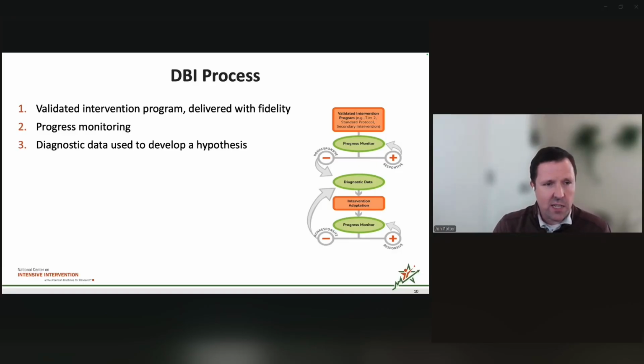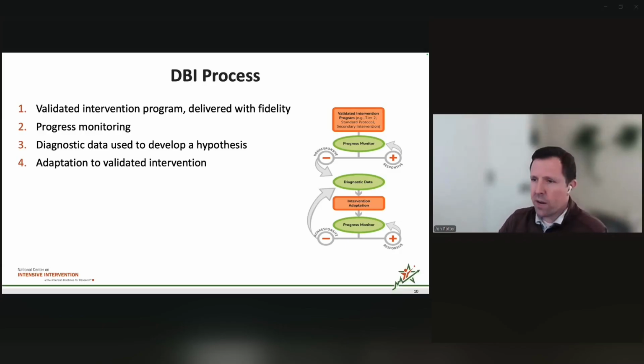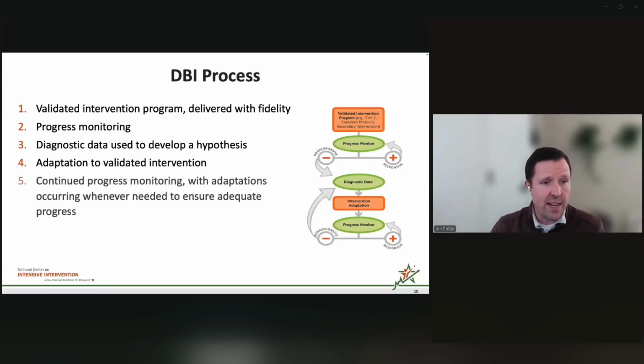And so we collect some diagnostic data to figure out what we do next, and we adapt that intervention in some way. And so that could be we change the group size, maybe we change the program, maybe we add a behavior component, a motivational system, maybe we make the instruction more explicit, we give more student responses. Whatever it is, we adapt and change something to meet the needs of the student to make that intervention work more effectively. And after we make that adaptation, we continue to progress monitor. That's step 5. We just continue to measure, is that intervention better matched and better meeting the needs of the student, or do we need to make a change?